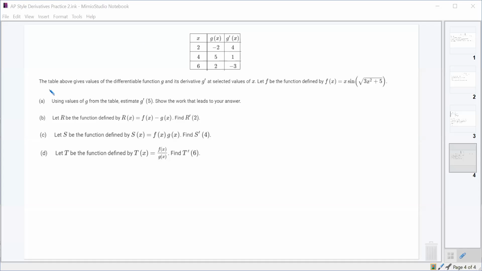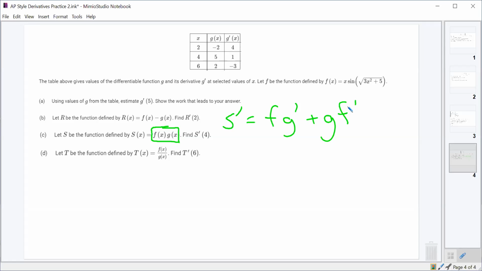For part C, we've now got capital S of x, which is f of x times g of x, and we want to find the derivative of that. So mostly what they want to see is that you really know the product rule. So s prime should be f times g prime plus g times f prime.